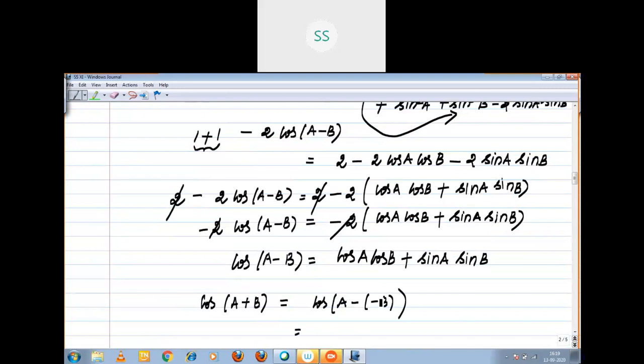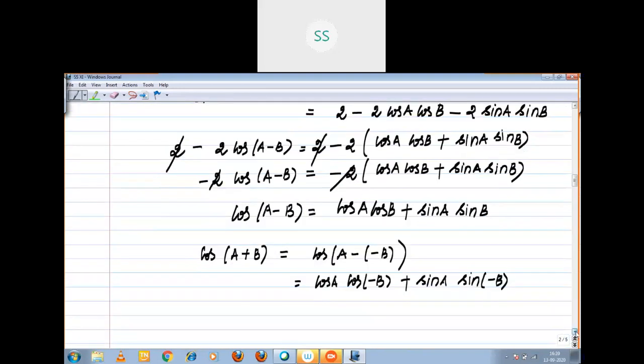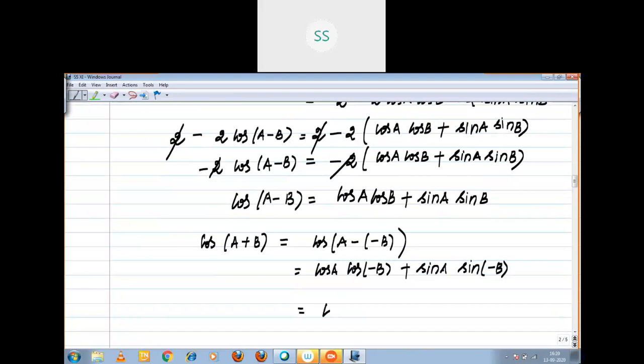Cos of A plus B. How am I going to write it, you see, children? From this formula only I am going to derive the rest of the things. Cos A minus minus B. Got it? Now, cos(A minus B) formula: cos A cos(minus B) plus sin A sin(minus B). Got it, children? Say yes or no.